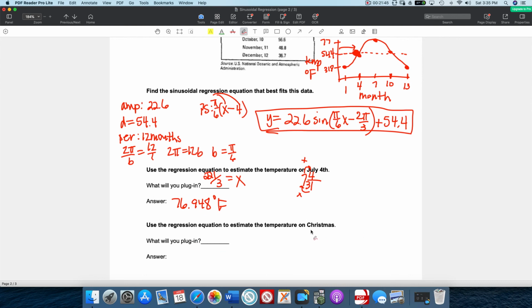Hit trace again. Now we want to find the average temperature on Christmas. Okay, now we know December is the 12th month. Christmas is the 25th day out of, again, 31 days in December. All right, so when you make that improper, you get 397 over 31. So you will trace it for that value, okay? If your window goes all the way to 13, this should fall in that window, so you shouldn't get any errors at all. And then your answer that your calculator will give you is 31.916 degrees Fahrenheit.